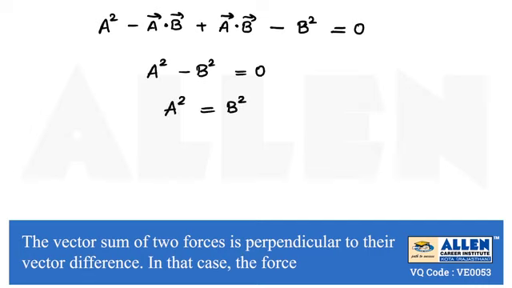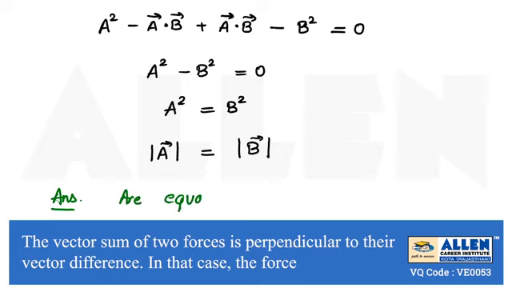or we can say A square will be equal to B square, meaning the magnitude of A vector will be equal to the magnitude of B vector. Therefore, those forces which are being added, that is vector sum, and subtracted, that is vector difference, should be of equal magnitude to be perpendicular to each other. Therefore, the answer to this question is: are equal in magnitude, or we can say are equal to each other in magnitude.